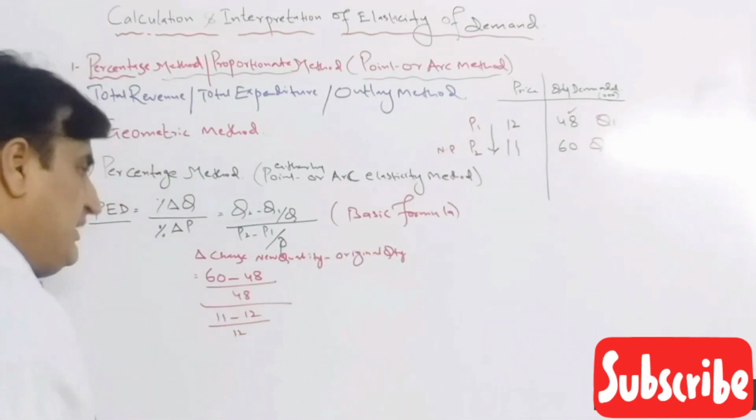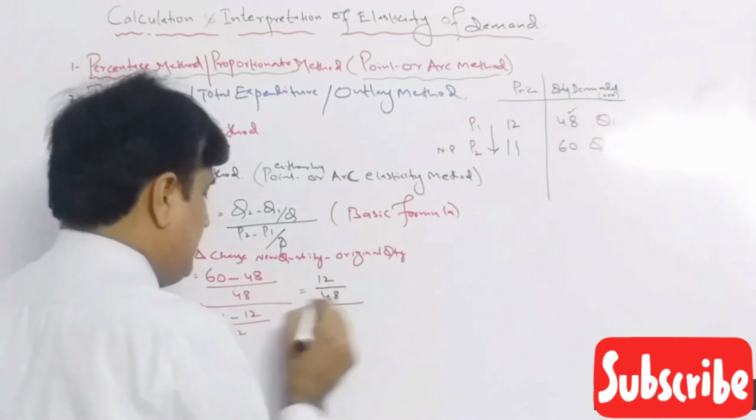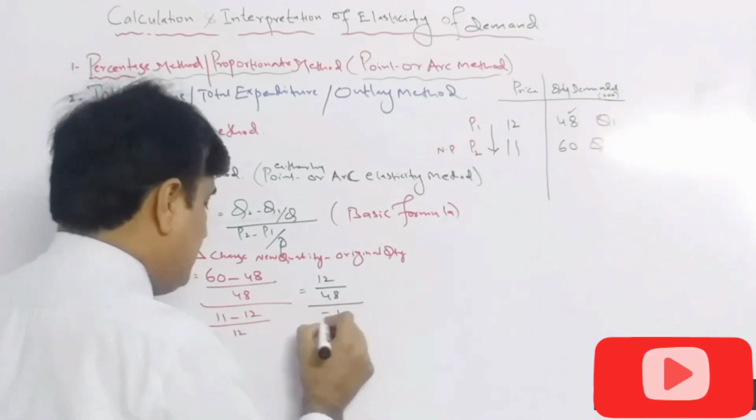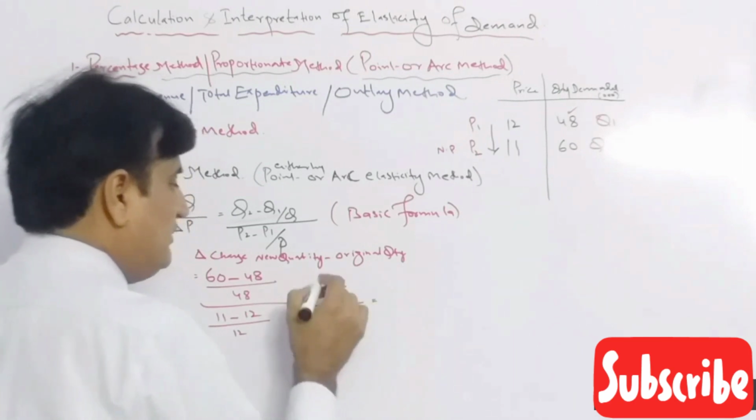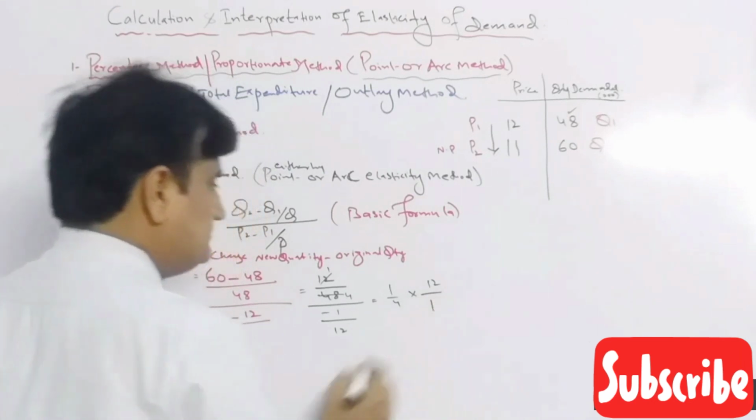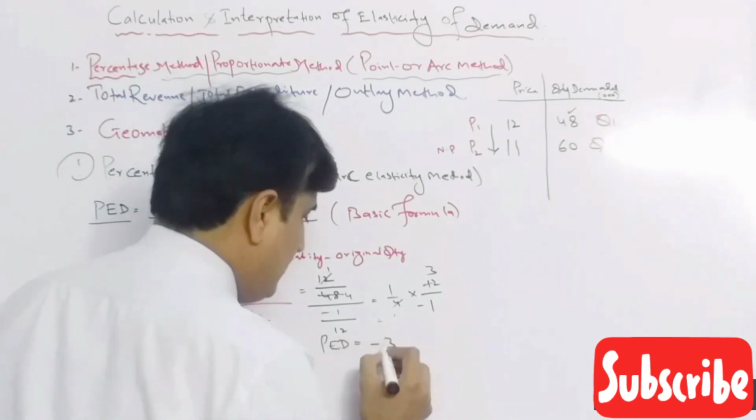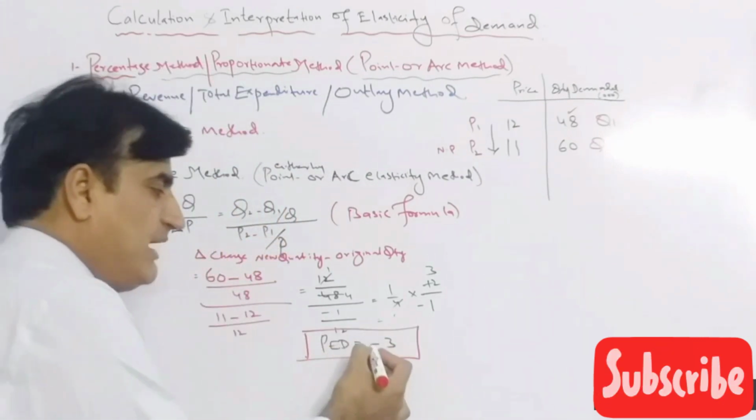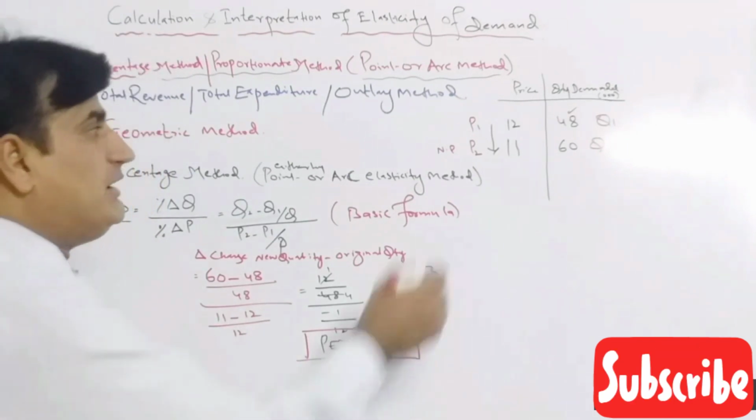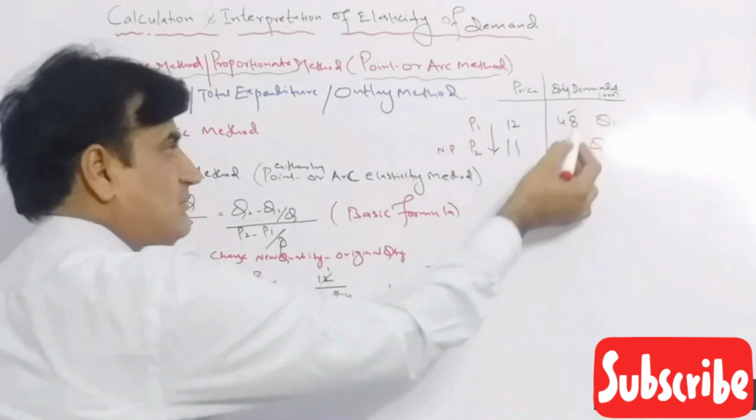Now we will solve it. 60 minus 48 is equal to 12 upon 48, divided by 11 minus 12, which is equal to minus 1 upon 12. So we can solve it here: 1 upon 4 multiplied by 12 upon 1. So the price elasticity of demand is equal to minus 3. Price elasticity of demand is negative because there is an inverse relationship between price and quantity demanded. As price decreases, the quantity demanded increases. When price increases, the quantity demanded decreases.